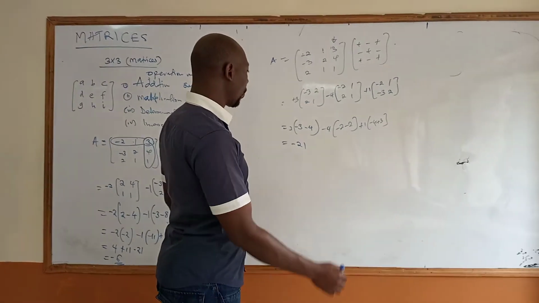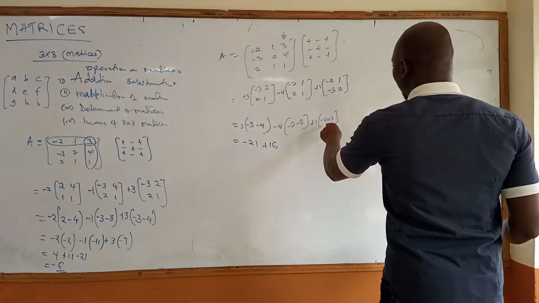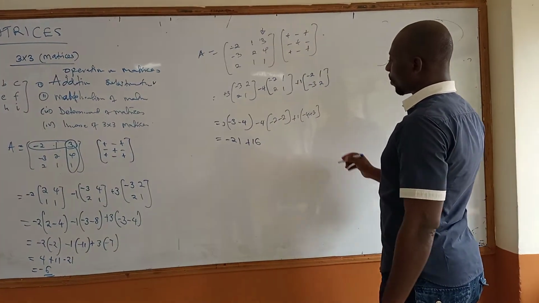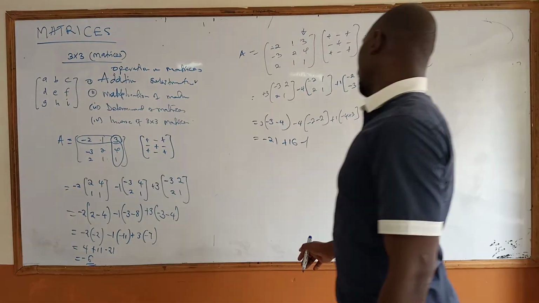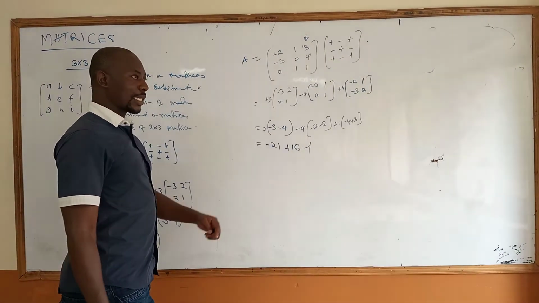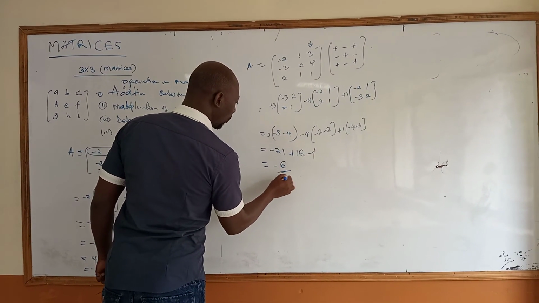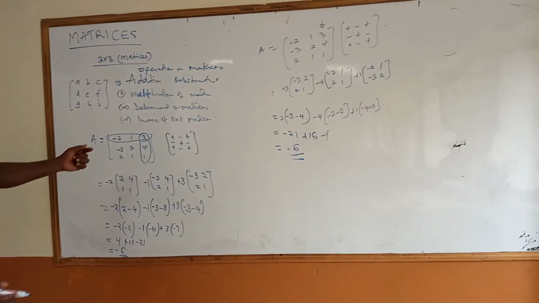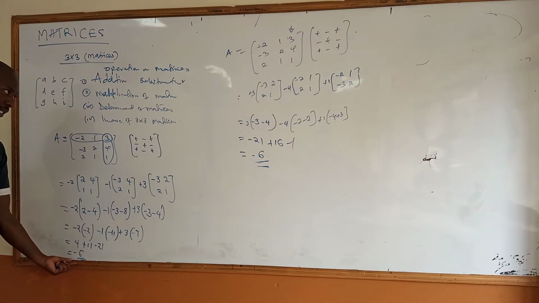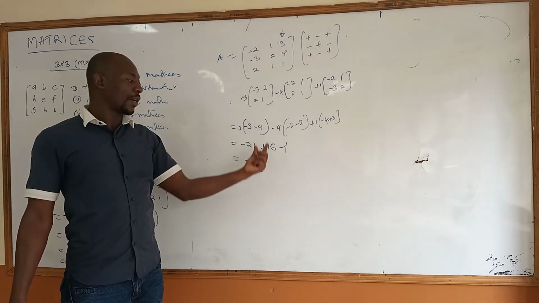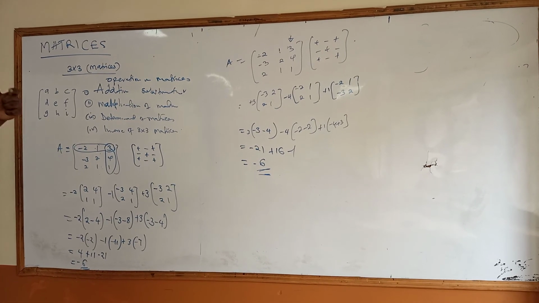By -4 gives you +16. -4 plus 3 gives you -1. By 1 gives you -1. So if you do the sum, this is -22 plus 16 gives you -6. So you see, irrespective of the column or row you use, when we used the first column, we found the determinant to be -6. We've used the last column, we found the determinant to be -6. So irrespective of the column or row you use, you'll get the same determinant.